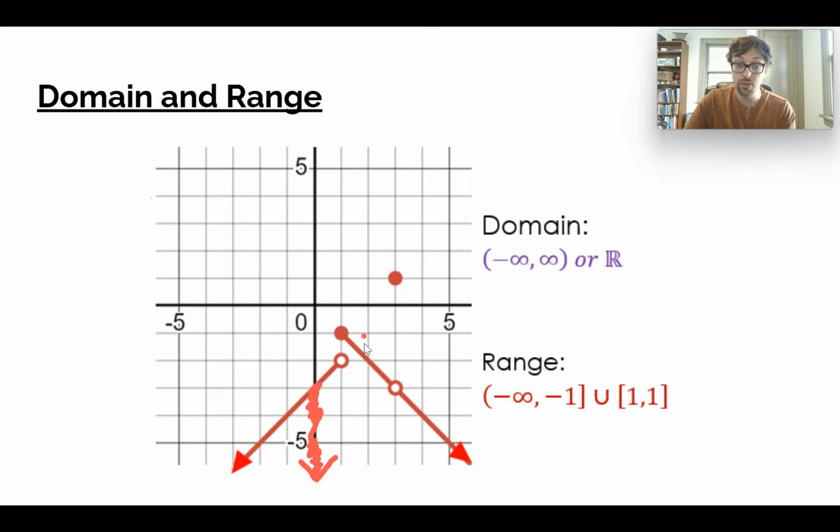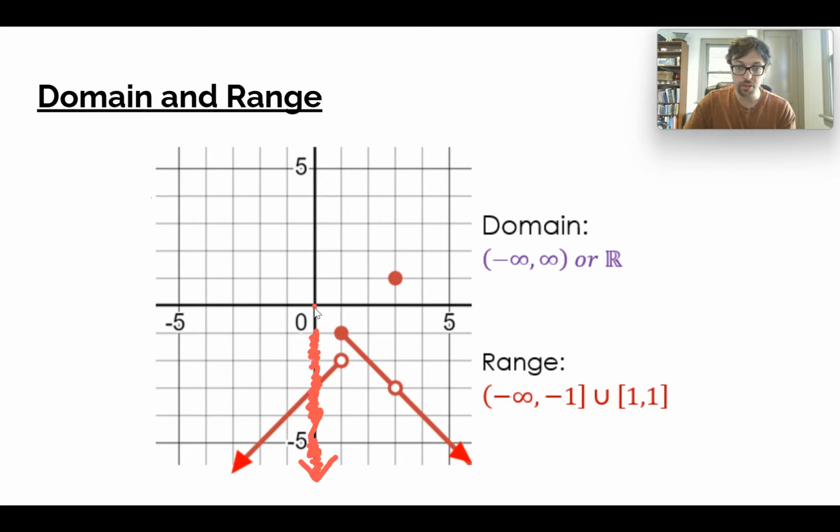When x is 2, that's covering this gap. So we definitely do get an output of -2 when x is 2. Since we get that output, -2 is part of our range. When we get to here, do we ever get an output of -1? Yes, we do. It's right here. So -1 is part of our range.